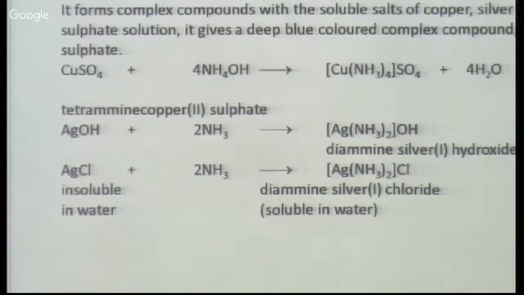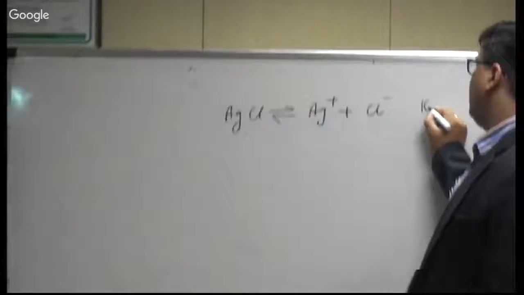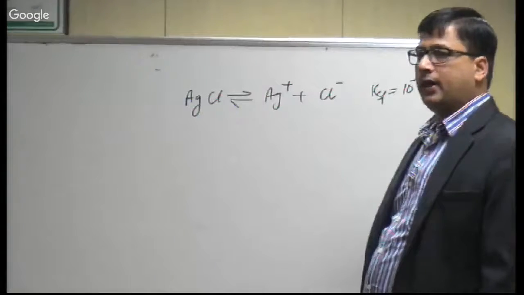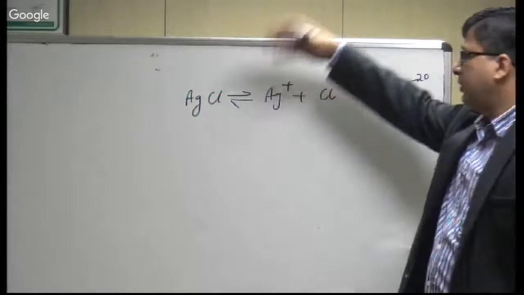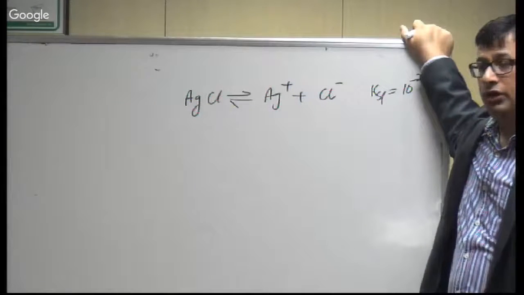सिल्वर क्लोराइड है? ये आपको क्या देता है? Ag plus and Cl minus. What is the Ksp of this AgCl? 10 to the power minus 20. 10 to the power minus 20 का means solubility of Ag plus is 10 to the power minus 10. ये बहुत कम वैल्यू है ना.